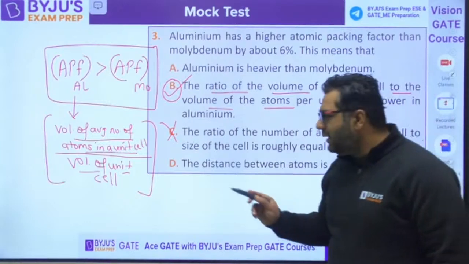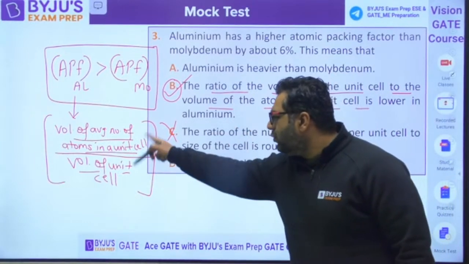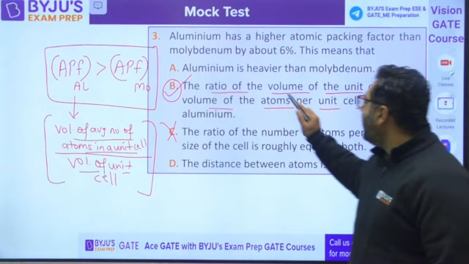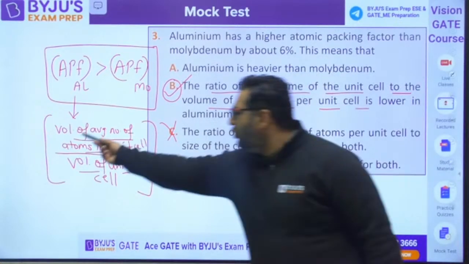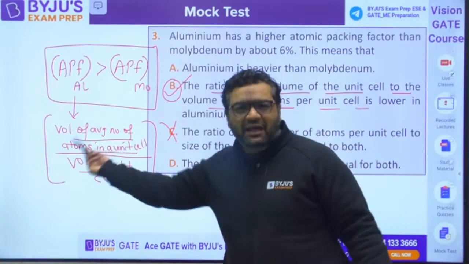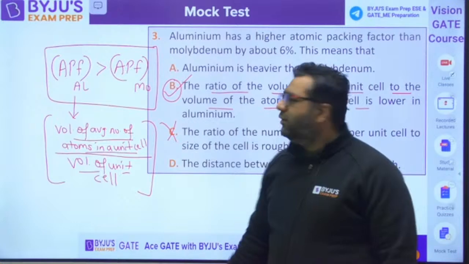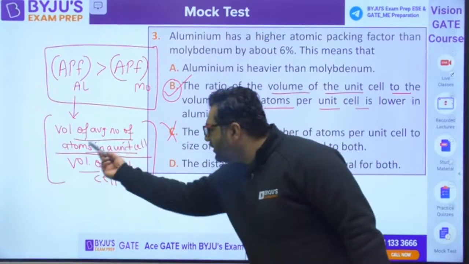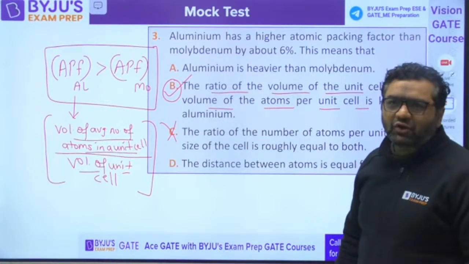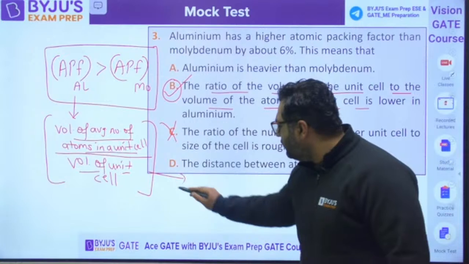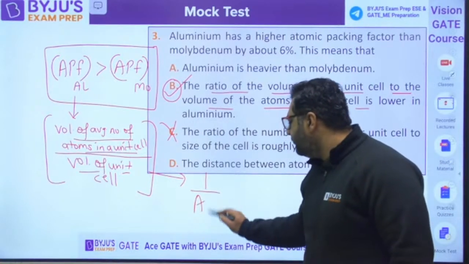What do you mean by that? When we are talking about, yes, he is saying volume of atoms per unit cell. So what is that? Volume of average number of atoms in a unit cell. Same is there now. Volume of atoms and volume of average number of atoms, same it is. There is no difference. So you can say the inverse of APF.